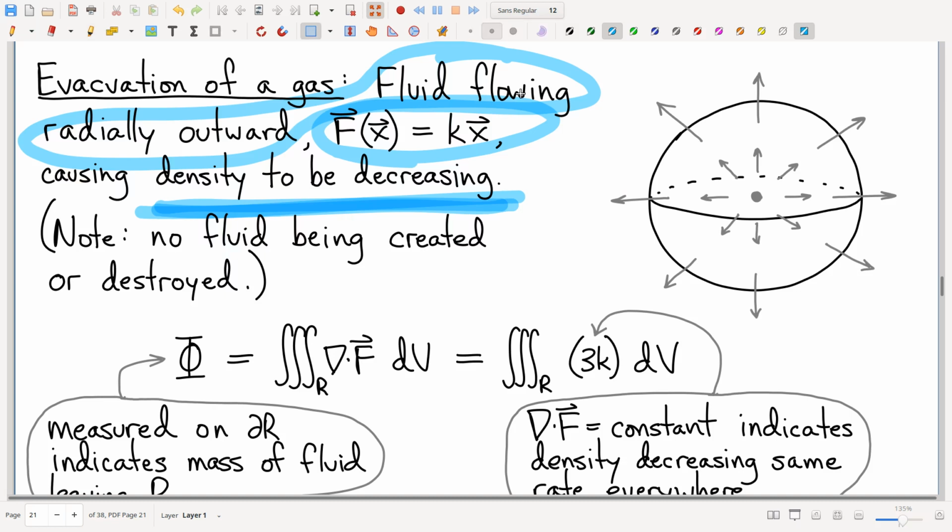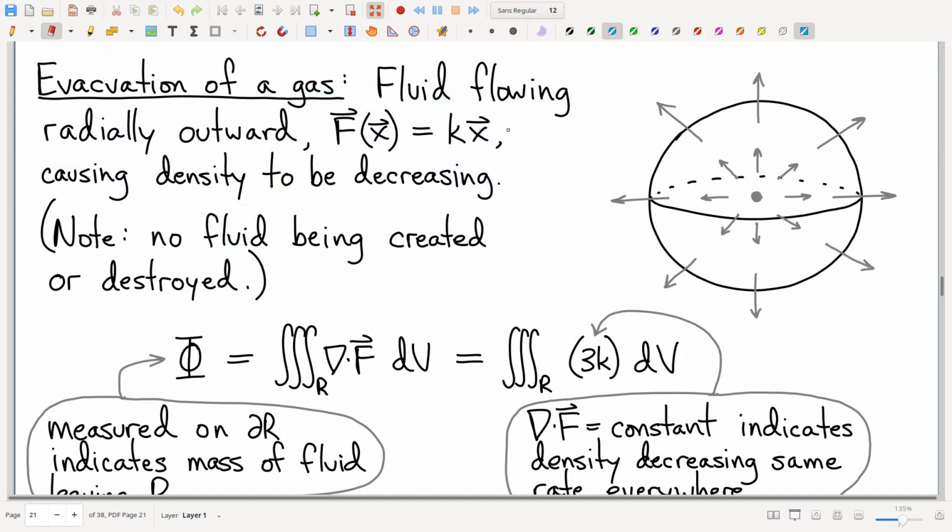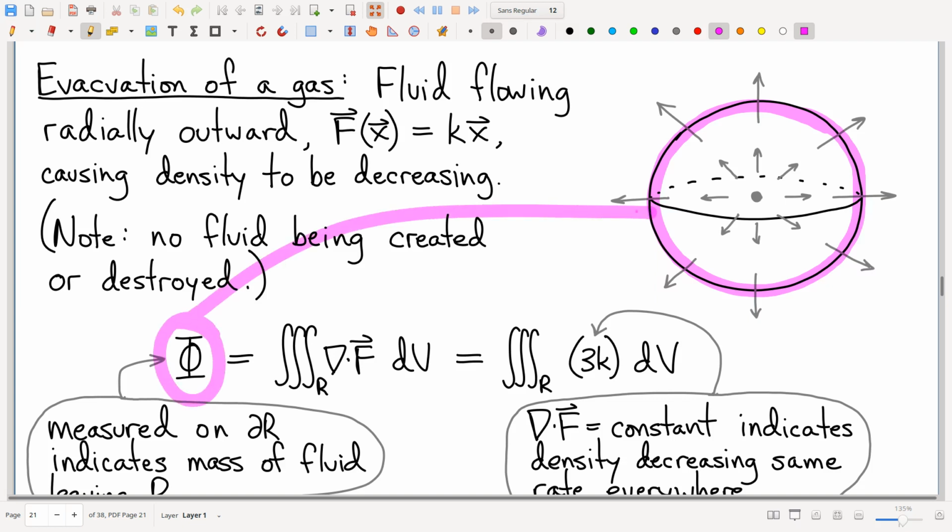Okay, so with that in mind, I want to think about this sphere right here. Again, I want to talk about what's happening on that sphere. And if you have this outward expanding gas, some of it is going to be passing through this sphere. We have a positive amount of flux.